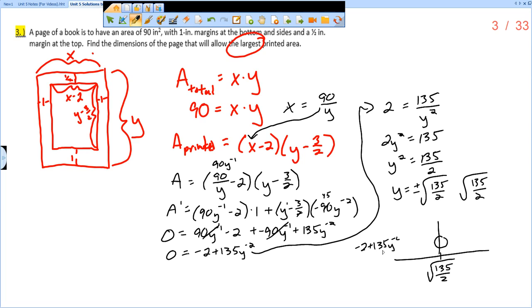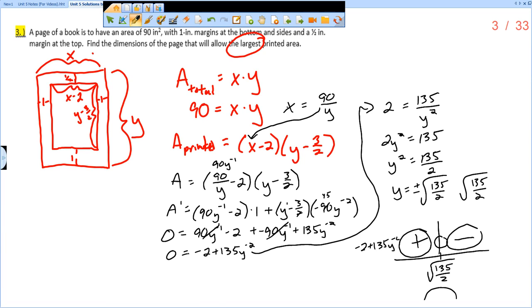So I'm going to plug 1 in. So negative 2 plus 135 times 1 to the negative second. That would just be negative 2 plus 135, which is positive. And then a number to the right of this, how about something like 10? So 135 times 10 to the negative second would be 135 over 10 squared, which is 135 over 100. And so negative 2 plus that is, of course, going to be a negative number. And so positive to negative, remember, indicates that there is indeed a maximum there.